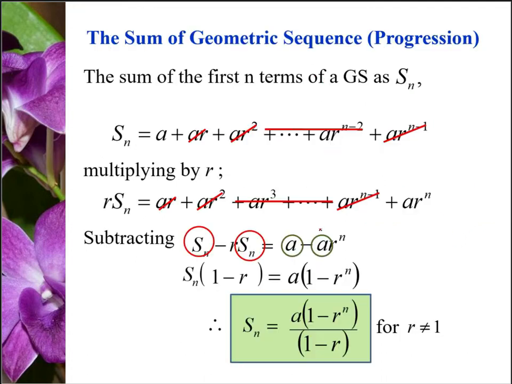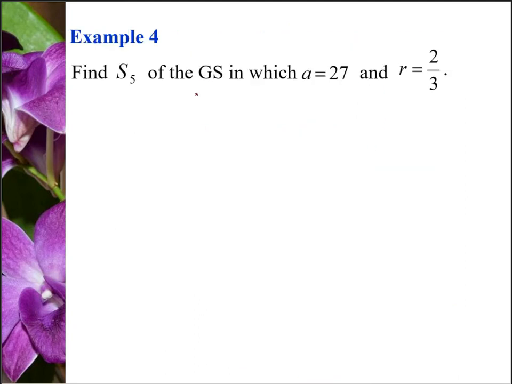Next, the sum of geometric sequence or progression. This is the general formula of the sum. You can use this formula for all real numbers except for when the common ratio is 1. Example 4. Find S5, which means the sum of the first 5 terms of the geometric sequence in which a is equal to 27 and r equal to 2 over 3.